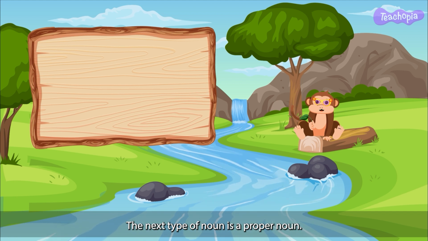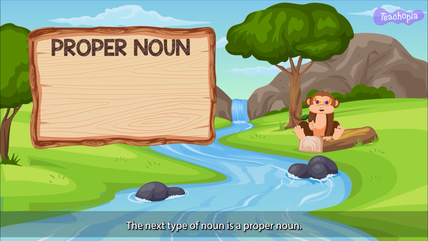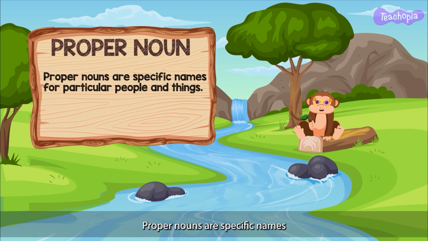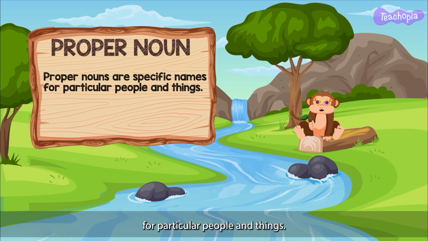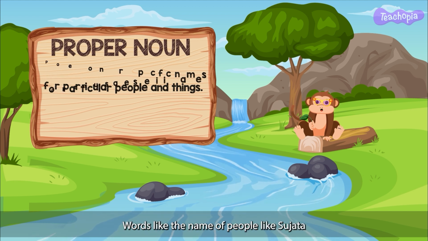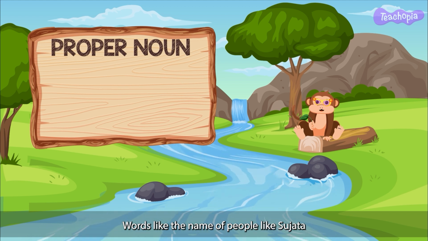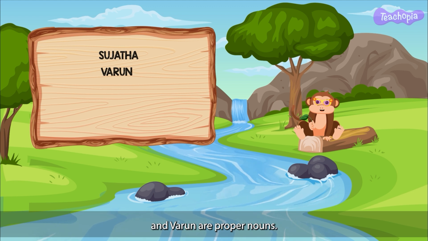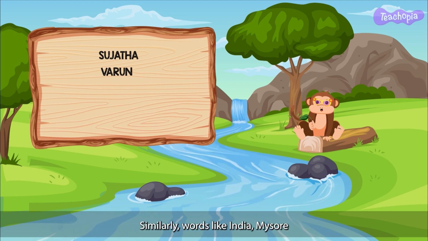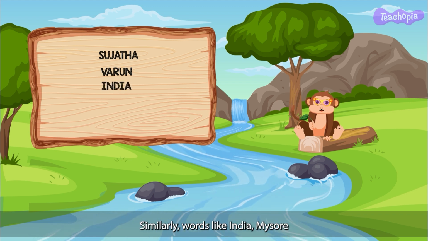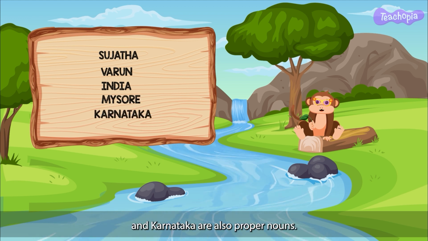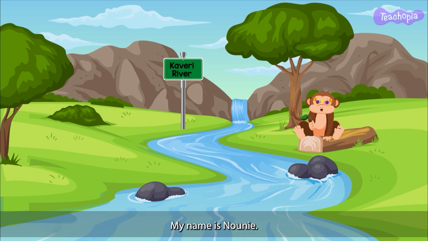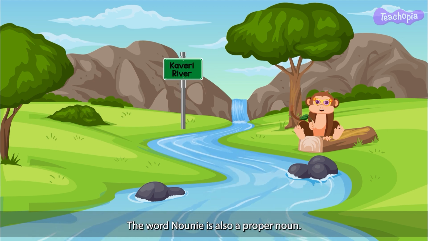The next type of noun is a proper noun. Proper nouns are specific names for particular people and things. Words like the name of people, like Sujata and Varun, are proper nouns. Similarly, words like India, Mysore, and Karnataka are also proper nouns. My name is Nauni. The word Nauni is also a proper noun.